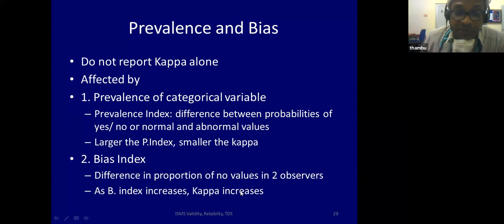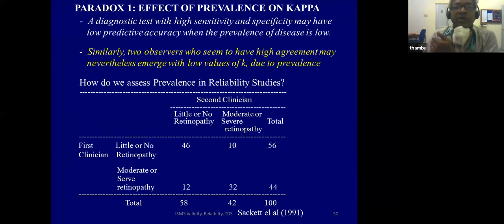So now we have a problem. The prevalence and the bias, both of them can affect the kappa, and we need to correct for that. So let's first look at the effect of prevalence on kappa. A diagnostic test that has high sensitivity and specificity may have low predictive accuracy when the prevalence of disease is low. Now that sentence I'm going to explain in more detail next time, just to tell you that the positive predictive value, which I'll teach next time, depends on the prevalence. So let's leave that for the next class.